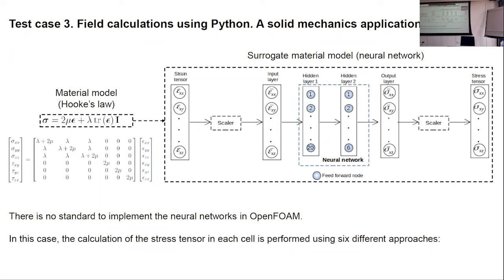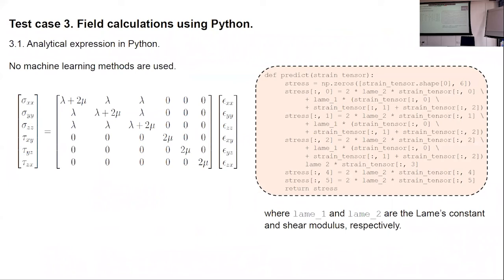We already had the neural network, and we were able to run Python code from FOAM, but there were several ways to do that. There is no standard way to do that in OpenFOAM, so we tested several ways. The first one is, well, all of them are Python based. By this time, we have already removed the C++ part of the code.